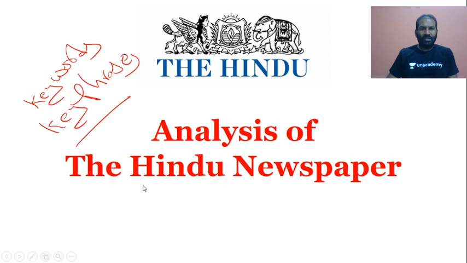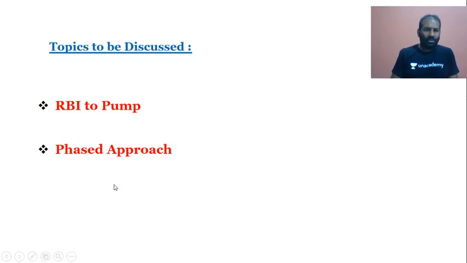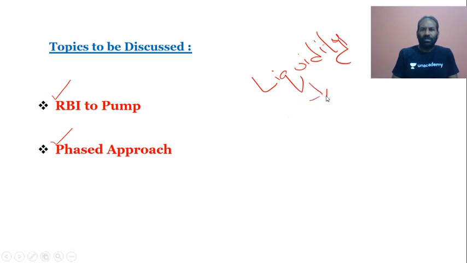Now we'll get into the topic. The topic to be discussed for today is the RBI's pumping and phased approach. Definitely, RBI has gone ahead with pumping money into the banking sector. We know that very clearly. RBI has pumped liquidity into the market. When I say it has pumped liquidity into the market, it has pumped liquidity into the banks.